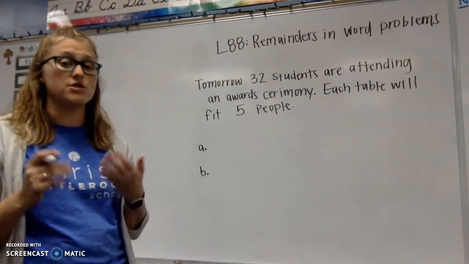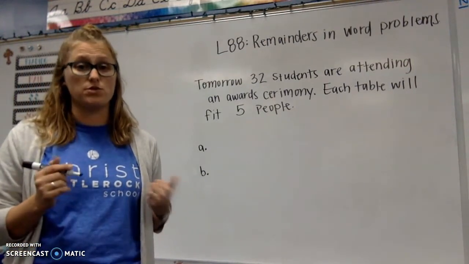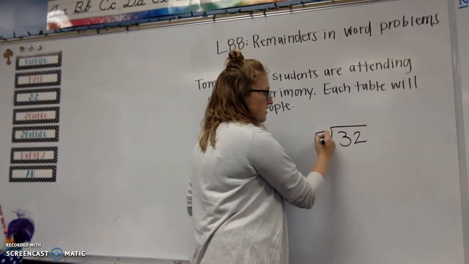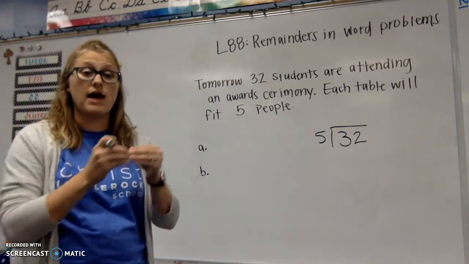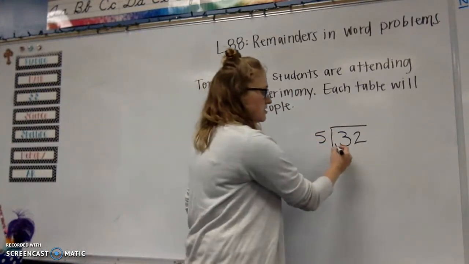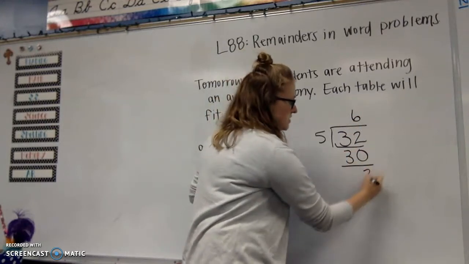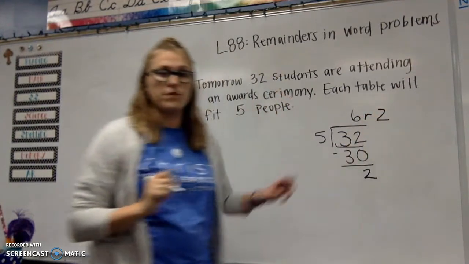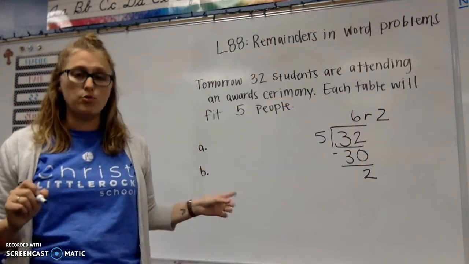To figure that out, we know that there's 32 students going to the award ceremony, and each table is going to fit 5 people. So 32 is going to have to be divided by 5. We're going back to very simple division with a small remainder. 5 can go into 32 6 times, and 5 times 6 is 30, which gives us 2 left over after we subtract, which will give us our remainder. So we have now done the division problem that we need to help us with our math problems.